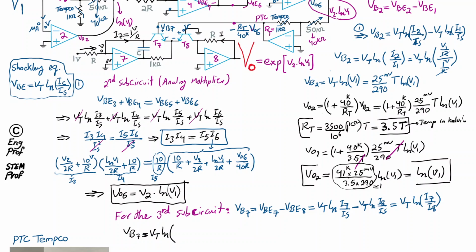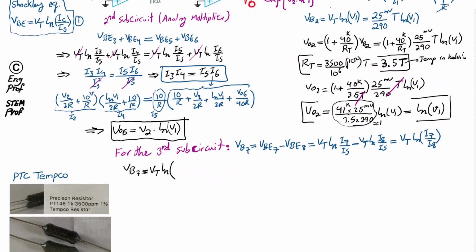The current I8, for the same reason, again, we have 0 volt at the positive terminal of op-amp 8. Because of virtual short, we have 0 volt or virtual ground at the negative terminal as well, which means the voltage drop across resistor R is simply V out. So I8 is just V out divided by R. Okay, so I'm going to just substitute for I7 and I8.